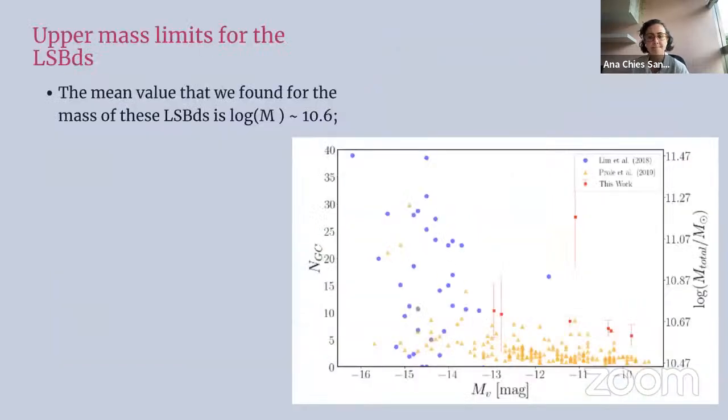Arriving at the end of this part, this is the take-home point. By using the number of GCs, we may also recover the upper mass limit for these low surface brightness dwarfs around NGC 3115. These results agree with the ones for the Fornax cluster. The LSBDs' total masses vary from 10 to 10.6 solar mass.